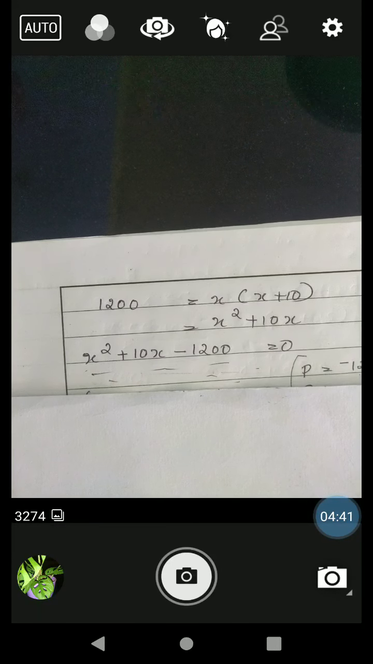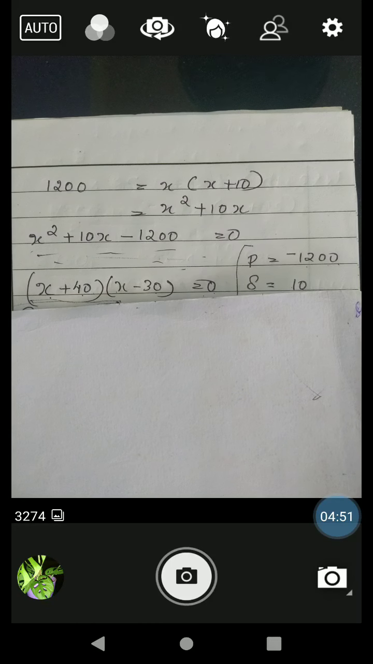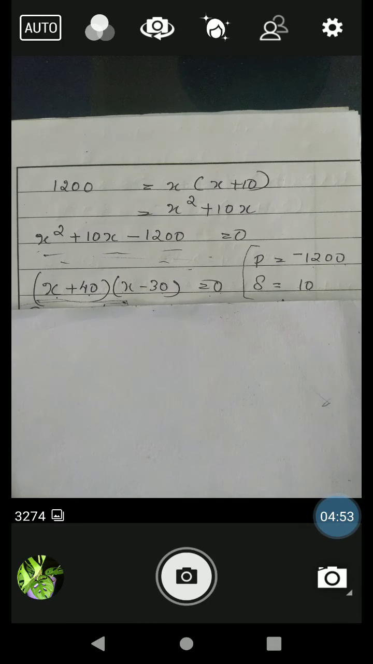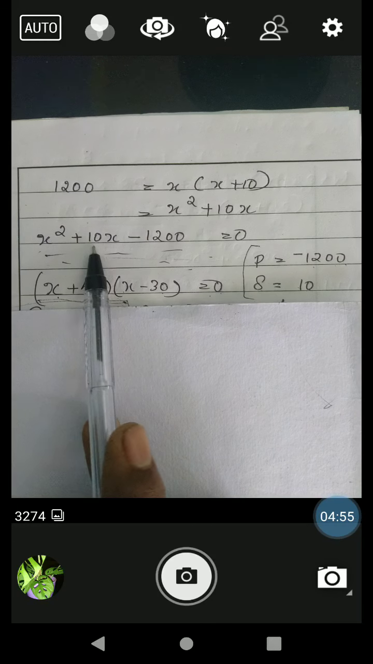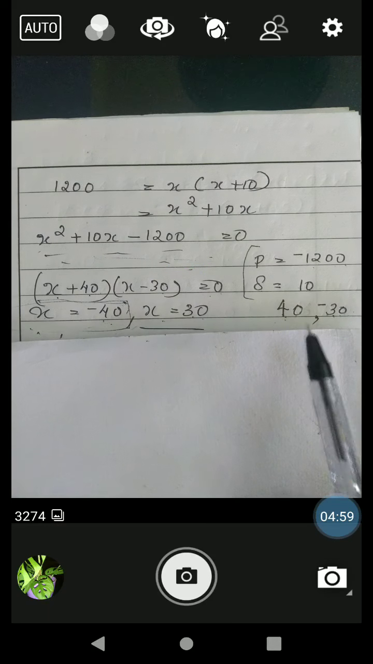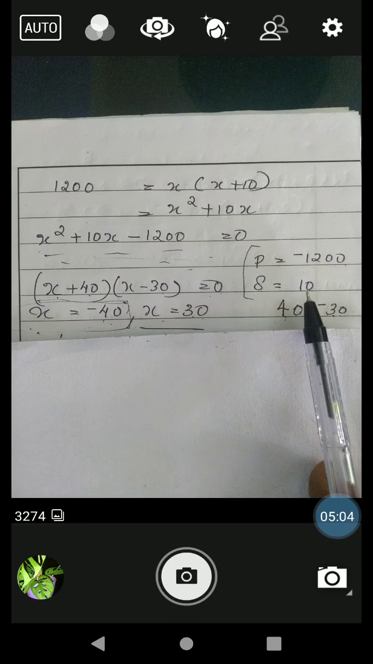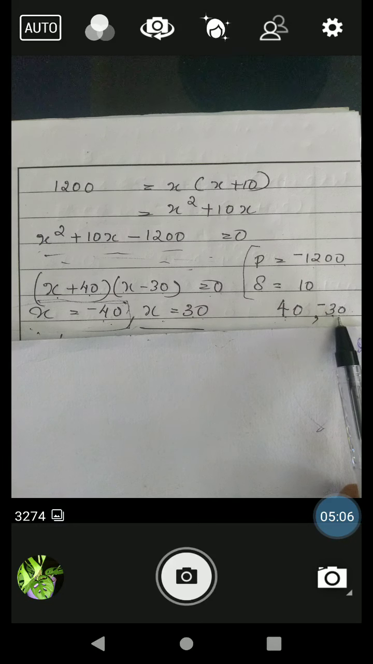You can use product and sum as usual. Product and sum method. Product is equal to minus 1200. Sum is 10. And split the middle term as usual. Two numbers whose product is minus 1200 and sum is 10. The numbers are 40 and minus 30.